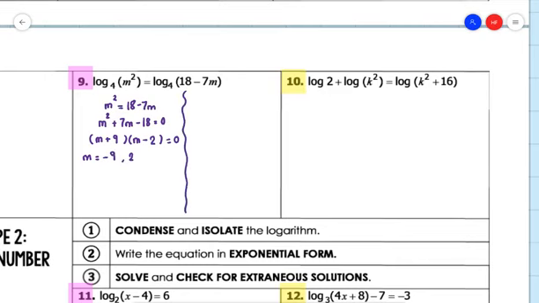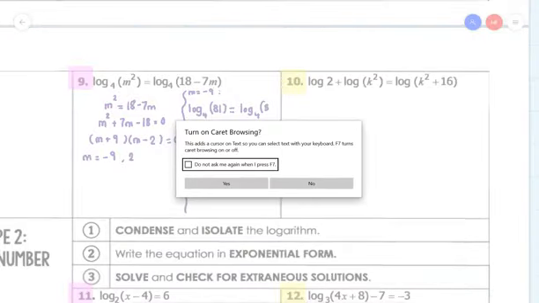So now I have to test that both of those work. I'm going to test negative 9 first. That would be log base 4 of 81 equals log base 4 of 18 minus 7 times negative 9. Let's see, negative 9 times 7 is negative 63, and 18 minus negative 63 is 81.